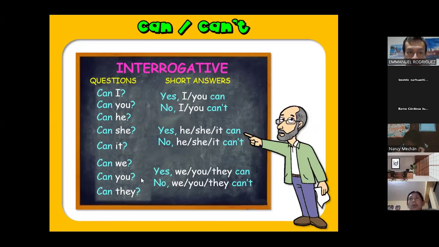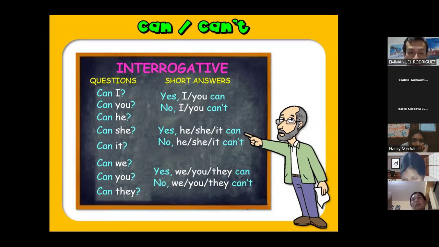Ahora, ¿qué sucede si yo tengo preguntas with a plural? En plural, ¿cómo quiénes? Can we? Can you? Can they? También tiene su short answer positive and short answer negative according to the different question. For example, yes, we can. Yes, you can. Yes, they can. Short answer positive.